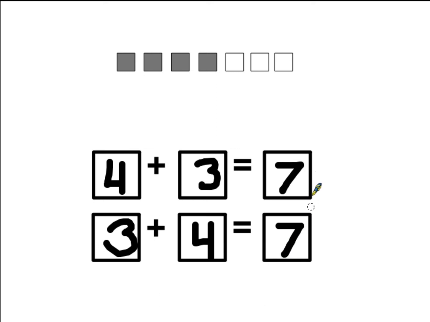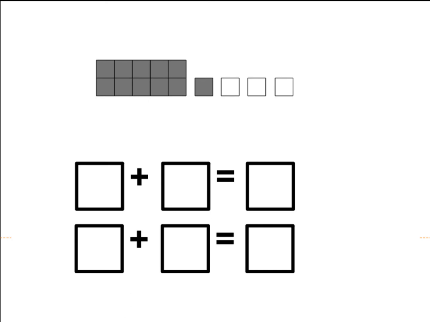This can't change. We always have to have the biggest number last when we're adding, because that just tells us how many we have altogether. The order in which we find out doesn't matter. We can count the gray ones first, or we can count the white ones first. So try this one. Oh, you know how much this is? This is 10, 11.